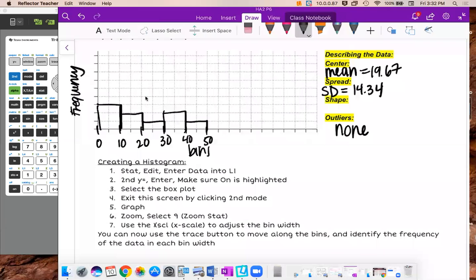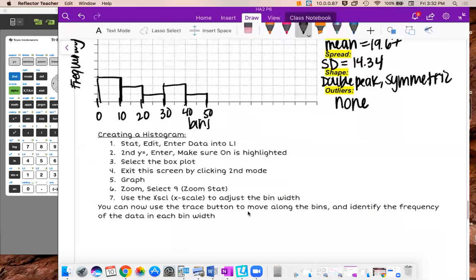Shape, now to this one, I would say this is pretty uniform. Maybe you could say double peak. It looks a little double peak. Let's say double peak. And then I would say symmetric. There's no huge difference between the left side and the right side. They're pretty symmetric, and it's not leaning towards one direction or the other.